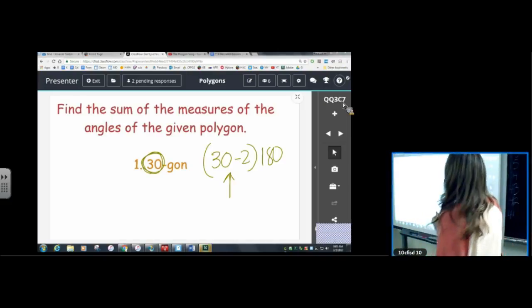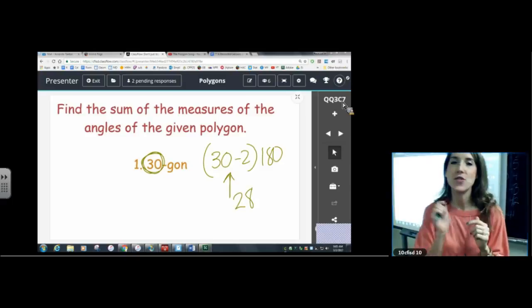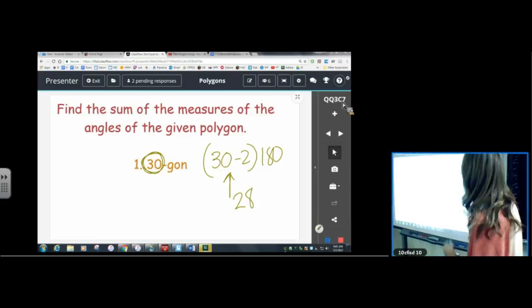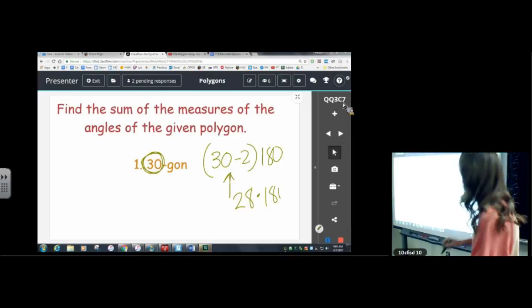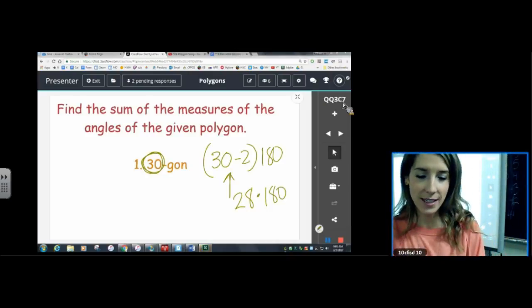So I can divide a 30-gon into 28 non-overlapping triangles, and you multiply. Each one of those triangles has 180 degrees.